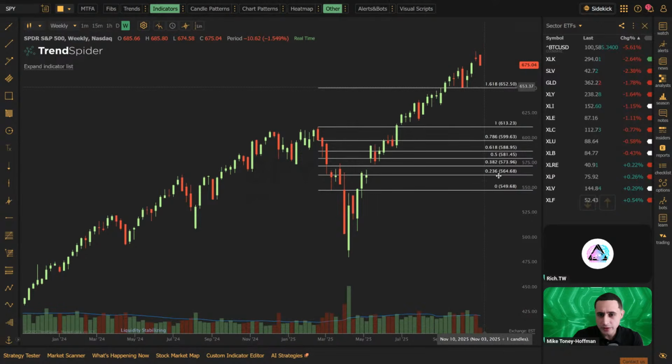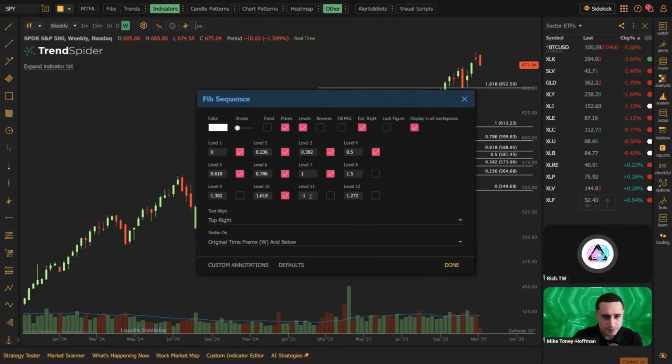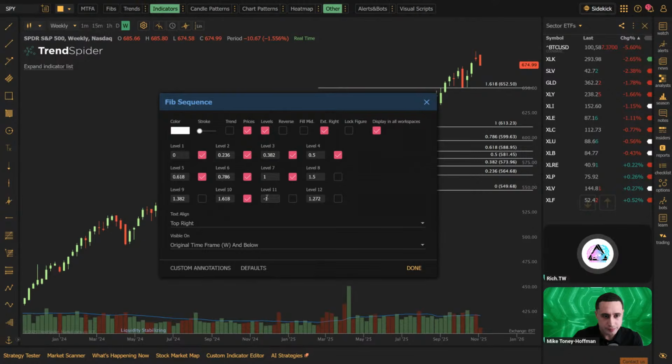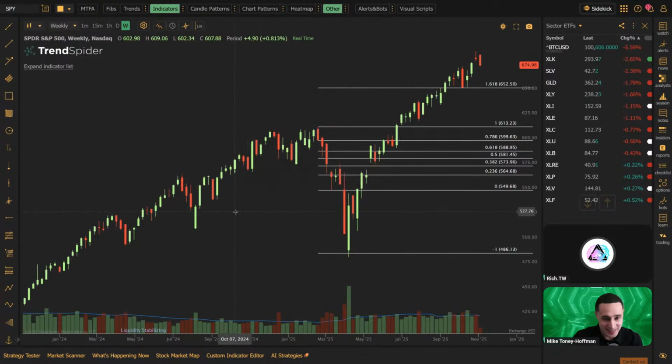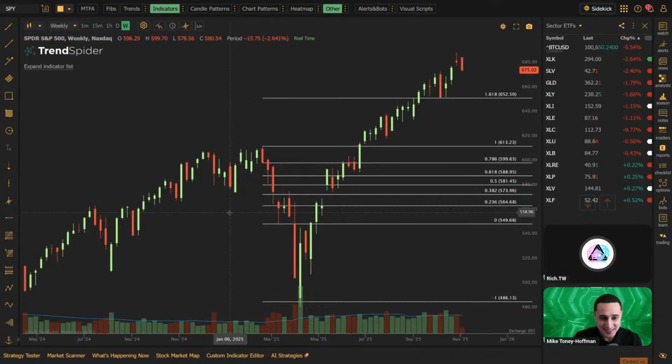I'm not sure actually. So that 1.6, why don't you put a negative in front of that 1.6? Oh, I think you've got to check mark the other box. Oh yeah, you're right. There you go. My bad. Yeah, there you go.